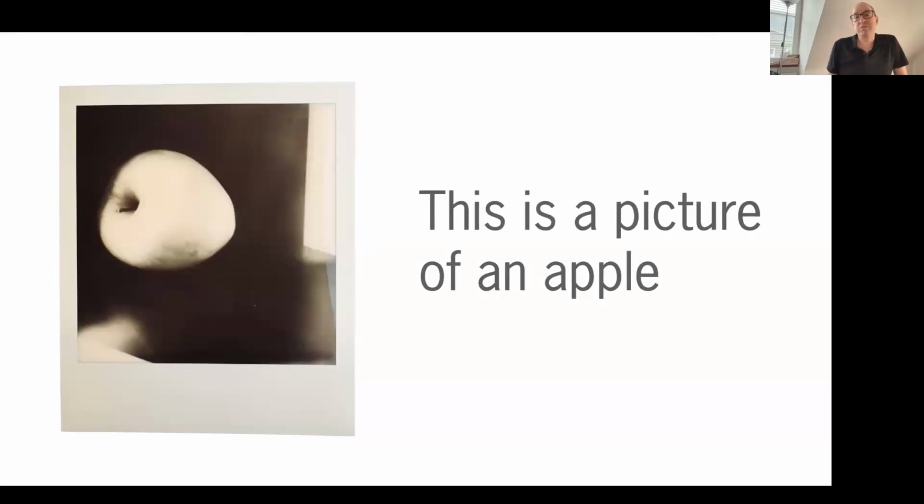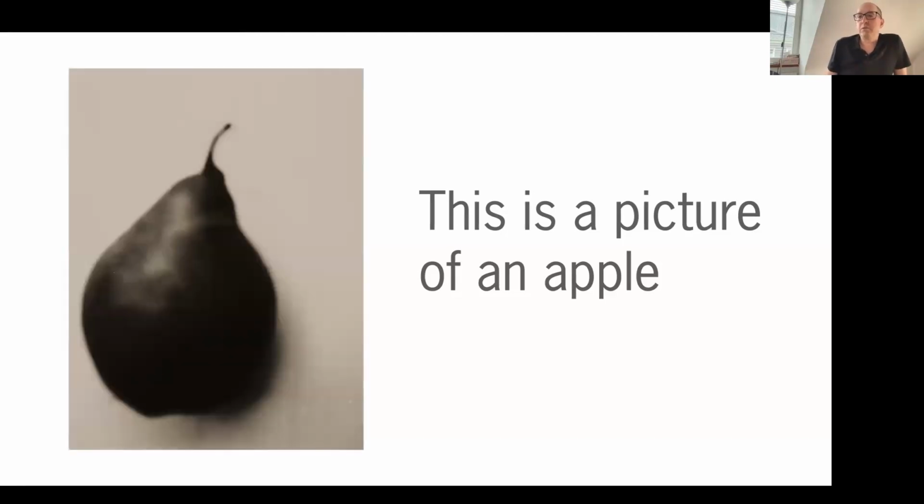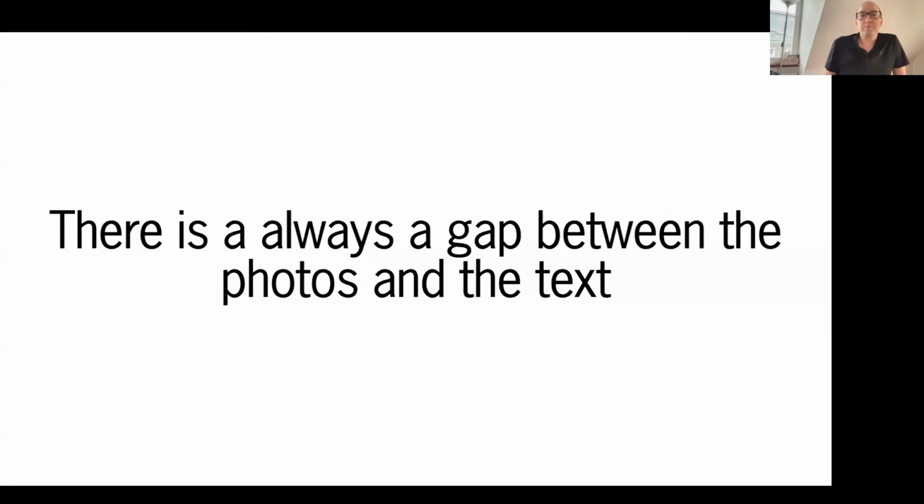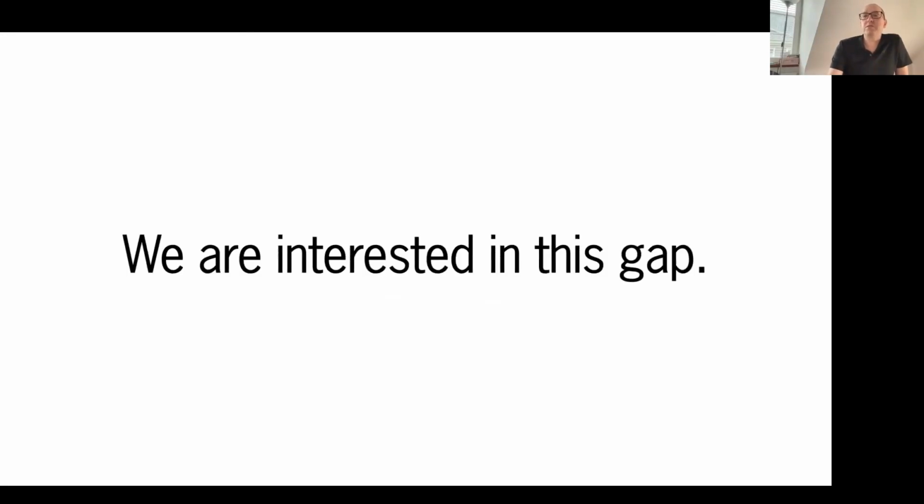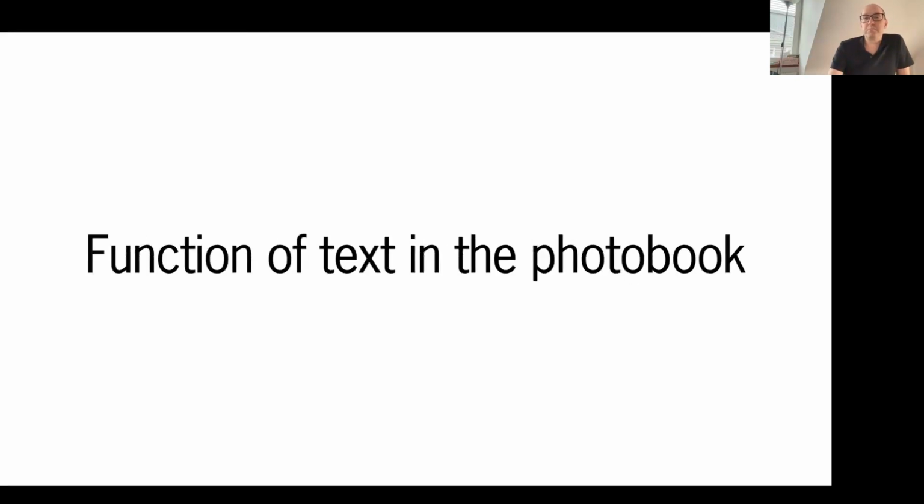When you combine picture and words like this, this is a picture of an apple, which is what you already see in the picture. But of course, this is the most simplistic relationship between text and image. It gets more complicated immediately when you put it like this. So today, we will be looking especially at this gap between the photos and the text. When you combine photos and text in a photo book, you always get a gap. You always get the one thing that the photo says and the other thing that the text says. And there is always a gap between these two. So we are very interested in this gap, how this works, how it moves through different pictures here. We'll also be looking at the function of text in the photo book. So what does it do?